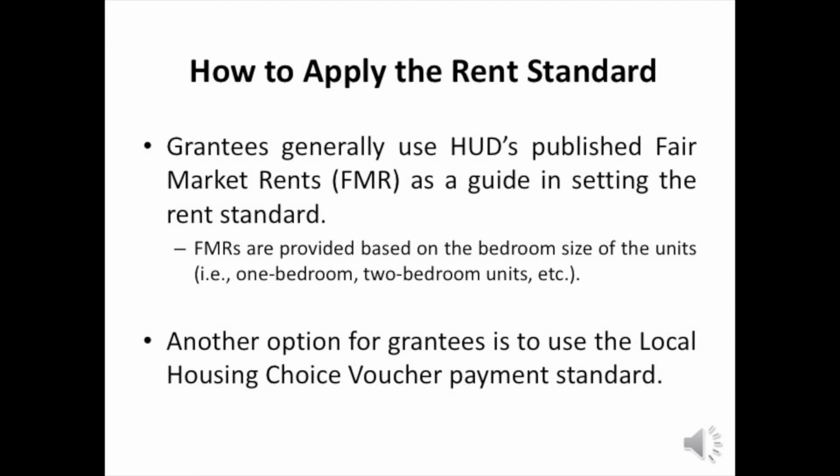Grantees generally use the U.S. Department of Housing and Urban Development's published fair market rents as a guidance for setting the rent standard. This document is updated annually and provides rental information for metropolitan statistical areas, also known as MSAs, and counties for programs targeting areas outside of MSAs. FMRs are provided based on the bedroom size of the units. For example, 1-bedroom or 2-bedroom units. However, another option for grantees is to use the Local Housing Choice Voucher Payment Standard.